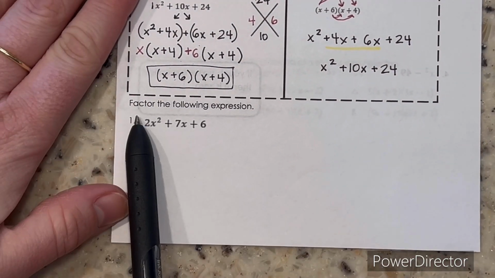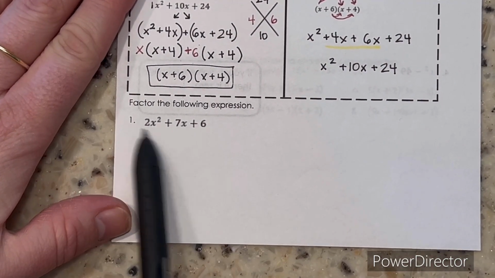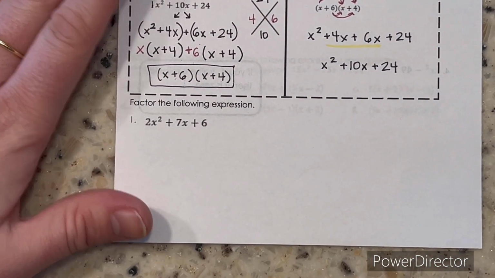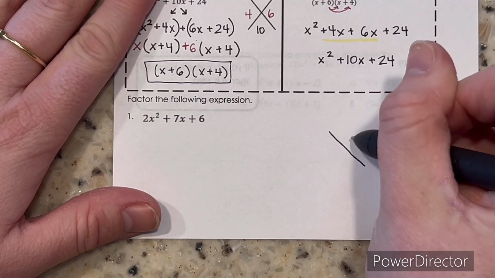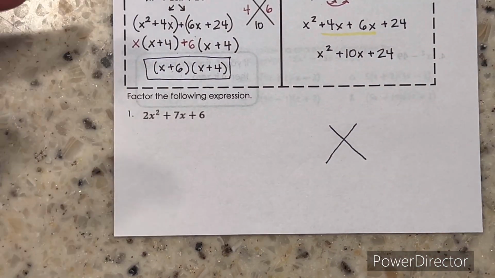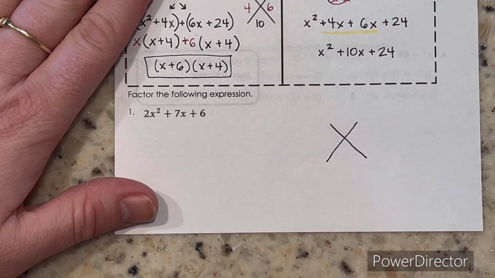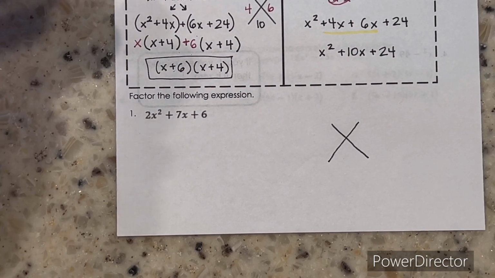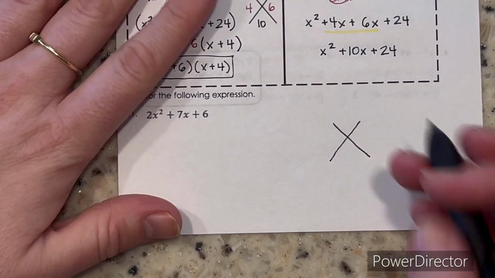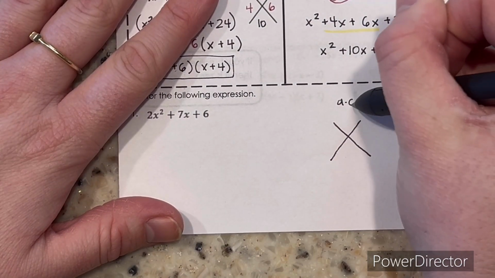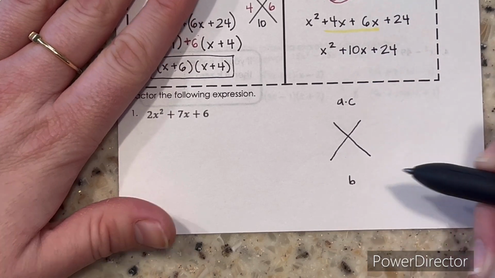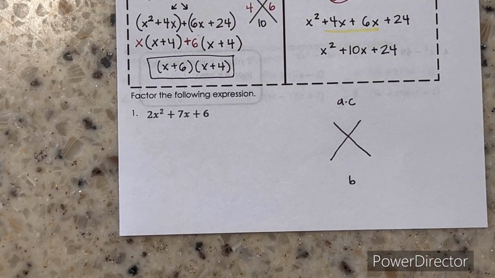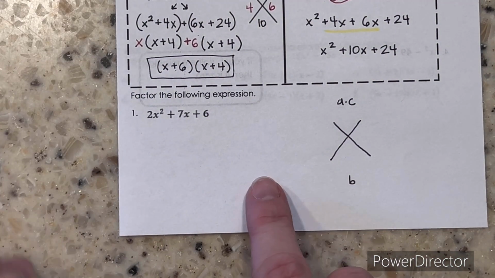So all it says is, factor the following expression. We got our little trinomial here. The very first thing I'm going to do is my X puzzle. So let's draw an X puzzle over there. You need to do it kind of further to the right. And now remember, because this is brand new, it's A times C in the top, B in the bottom, because now we're creating the entire X puzzle this time.